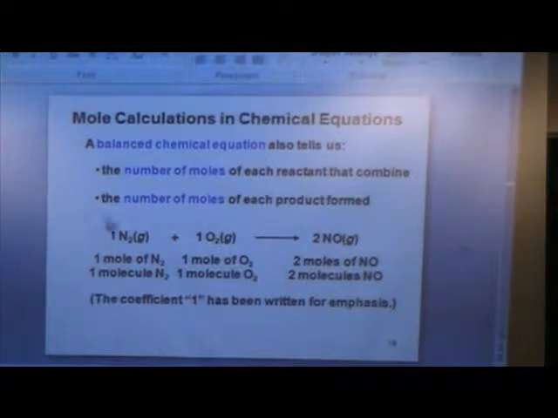Okay? Sometimes you have 1 and 2. So how many nitrogen do you have on this side? 2. How many oxygen do you have on this side? 2. How many nitrogen do you have on this side? 2. How many oxygen? 2. So it means that the equation is balanced. Okay? The equation is balanced. So we need to balance the chemical equation to indicate that the total amount of the reactants equals the total amount of the products.